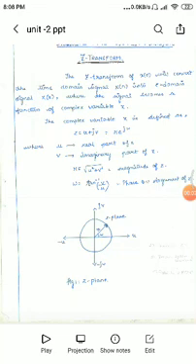Good morning to everyone. In this class, we are going to see unit 2, which is the Z transform. In the last class, we saw unit 1, classifications of signals and classifications of systems. In unit 2, we are going to see the Z transform, its properties, and problems based on the Z transform.